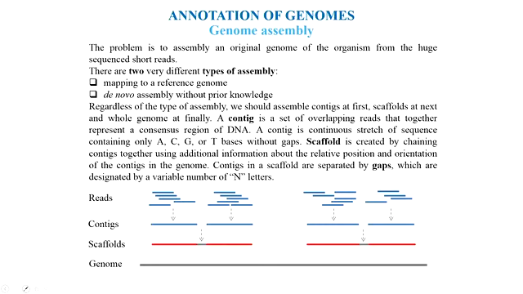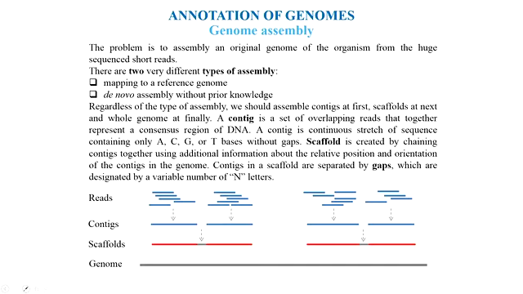The genome assembly consists in the merging of short sequenced DNA fragments, called reads, to restore the original sequence of the genome. This is needed as high-throughput DNA sequencing technologies cannot read whole genomes in one go, but rather read small pieces of genomic DNA. There are two very different types of assembly. First, mapping to a reference genome, and second, de novo assembly without prior knowledge.